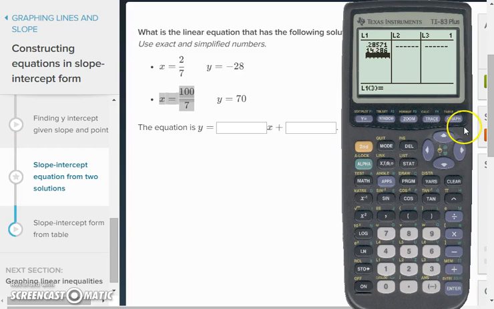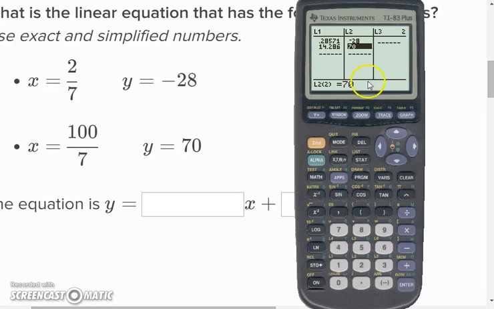So that was x1 and x2, the first and the second x, and now I'm going to do the same thing for the y's. The first y is negative 28. And the second y is 70. So I have now typed in the first x, the second x, the first y, and the second y. And let me pause for people to ask questions. All right, so it looks like everybody's got the data in.